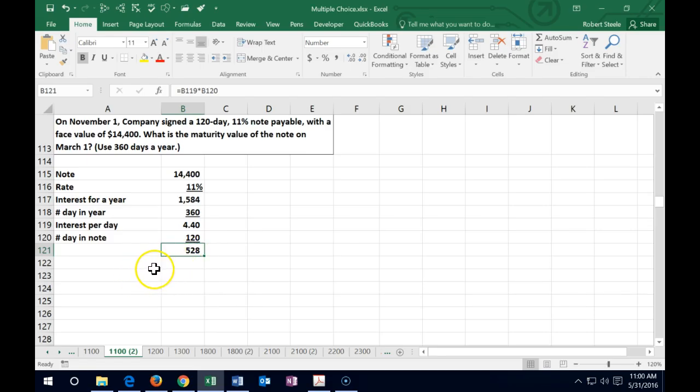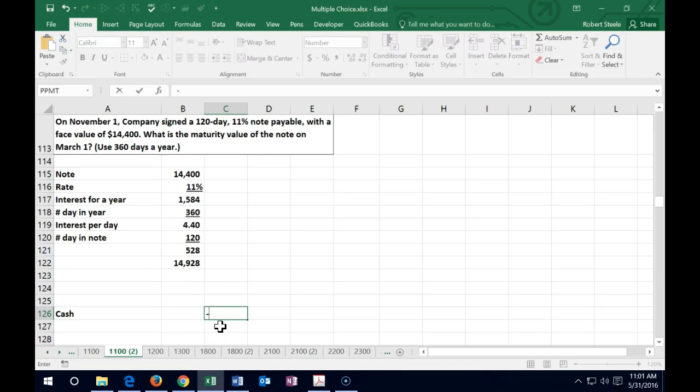So that means that the total amount that we're going to pay is going to equal the original note amount plus the 528. Okay, so if we were to look at that in terms of a journal, that's what they're asking for here. But if they were looking for the entire journal entry, then we would have to pay cash. So cash would go down at the end of the note, and the cash would go down for the principal plus the interest. That's that 14 here. So I'm going to say it's a negative or a credit of the 14,928.